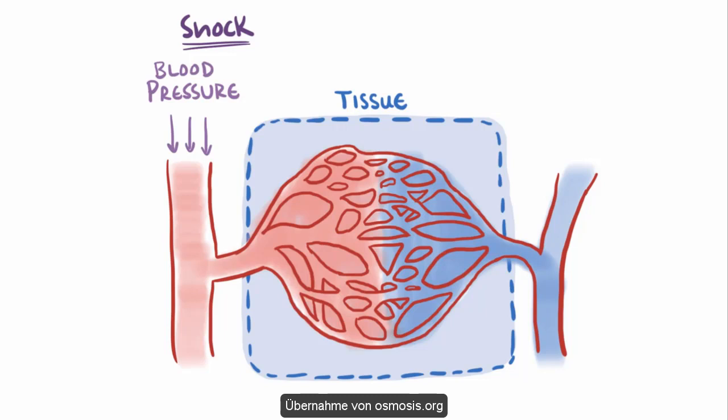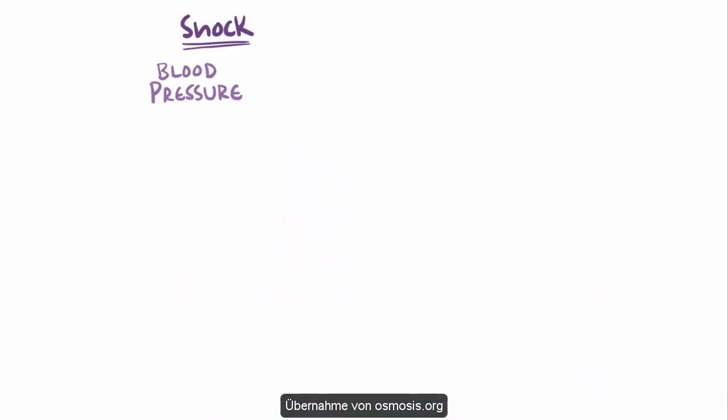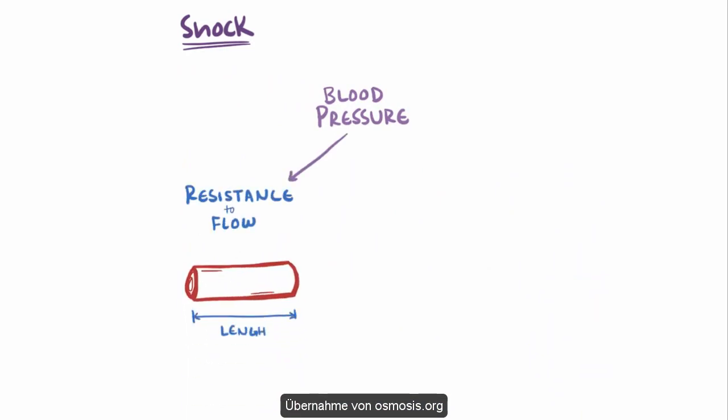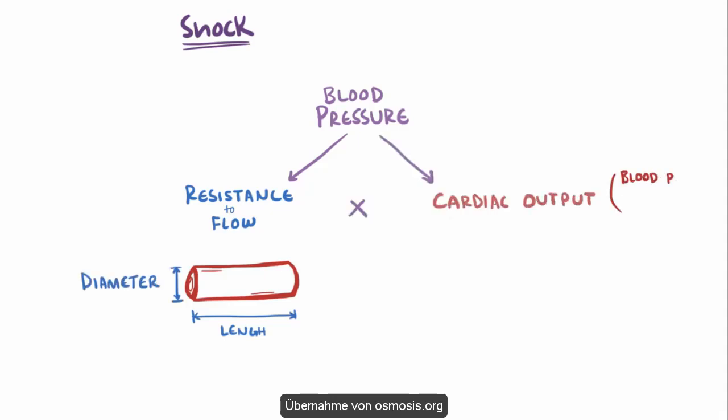So blood pressure is a major determinant for the amount of blood perfusing through tissues. Now, blood pressure is determined by two components: the resistance to blood flow in the blood vessels, things like vessel length, blood viscosity, and vessel diameter, and the cardiac output, which is the volume of blood pumped by the heart through the body per minute.